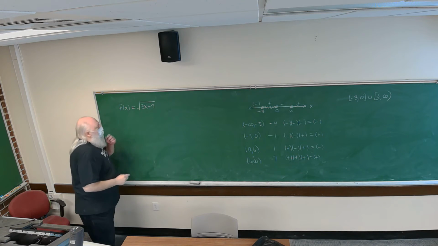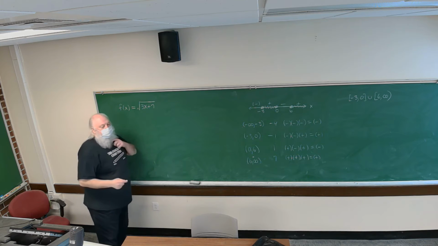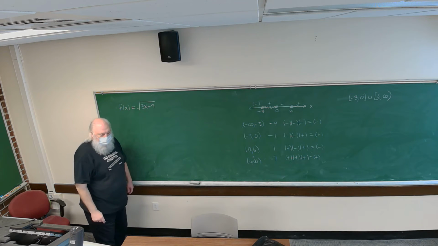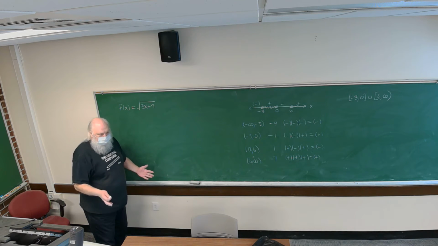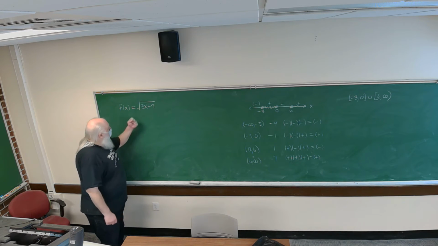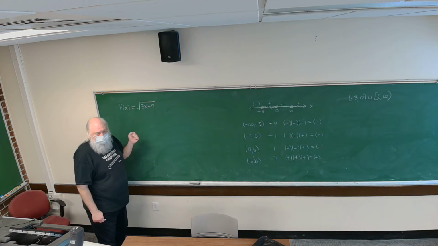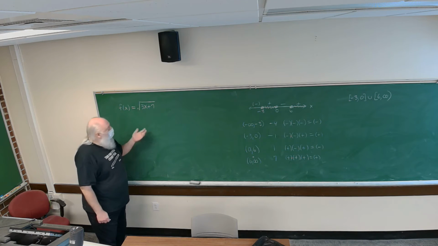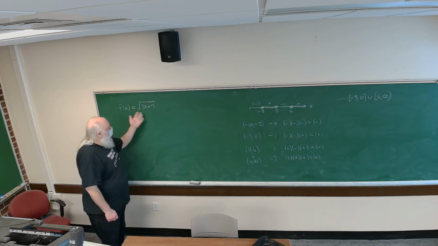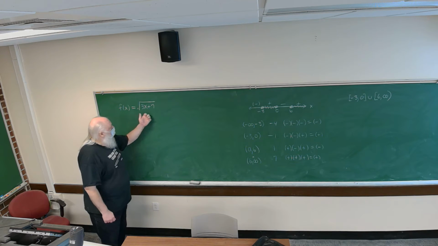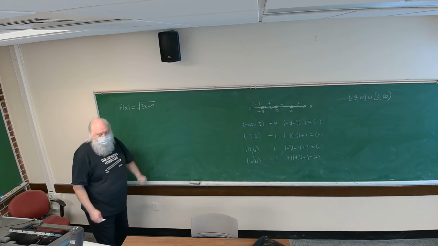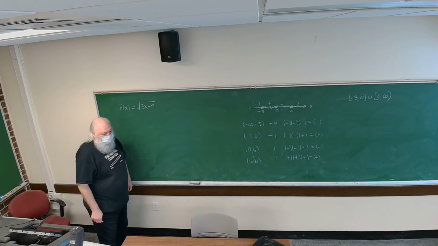Now, we did study complex zeros of polynomial functions, okay? But when we're finding the domain of a function, we're only interested in those values of x where the right-hand side equals a real number, okay? We're not interested in situations where the right-hand side equals a complex number, okay?